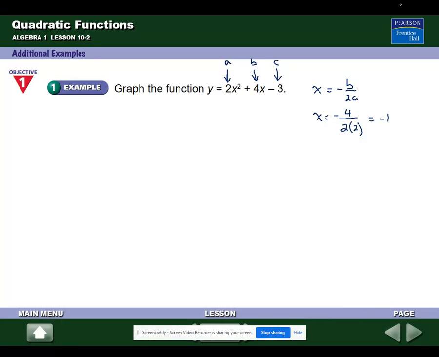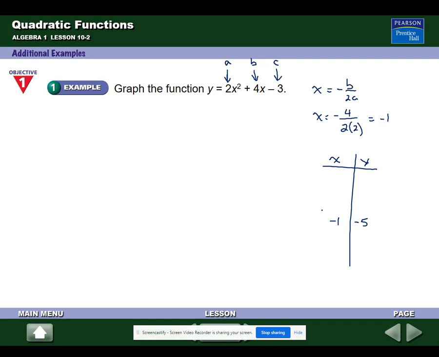Should be negative 1. Now, why did I do that? Well, because we can make a t-chart, and I would put that number kind of in the middle, so to speak. And real quick now, you can do this with your calculator, you can do this with mental math, just make sure you get the answer right. I'm going to do mental math here. You can plug -1 in for x. -1 squared would be 1, times 2 is 2, plus 4 times -1 would be like saying plus -4 or -4. So 2 minus 4 is -2, minus 3 would be -5. The vertex is at -1, -5.